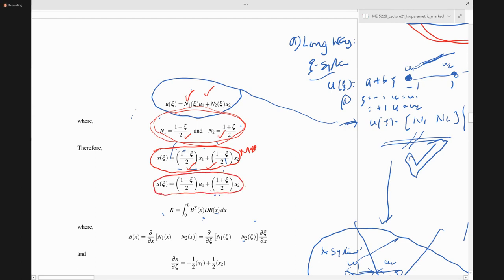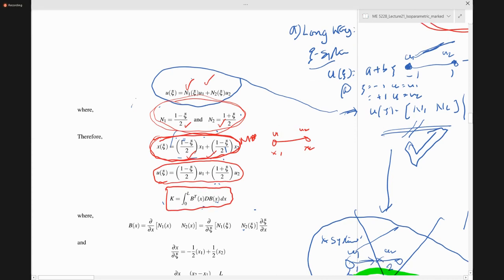u1 and u2 are displacements. Do you understand the difference between x and u? Yes or no? X1 and x2 are coordinates. u1 and u2 are nodal values of displacement. Understood? Now I have to evaluate k. This is what I have to evaluate using numerical integration.